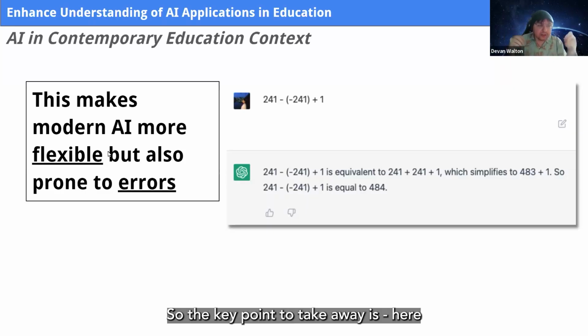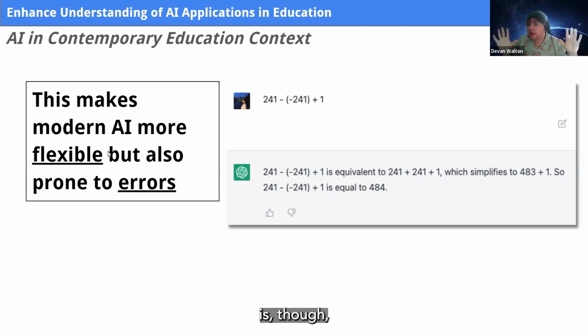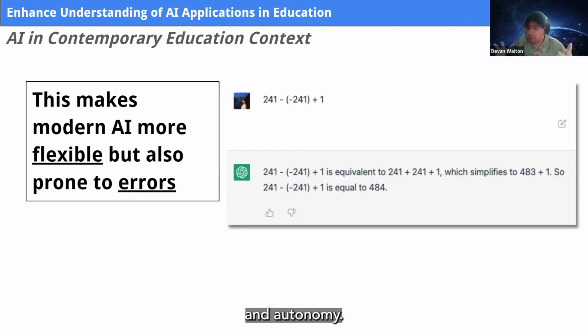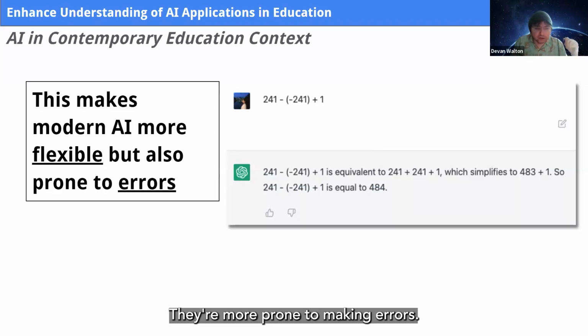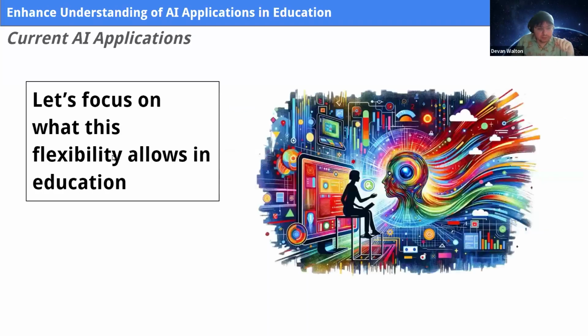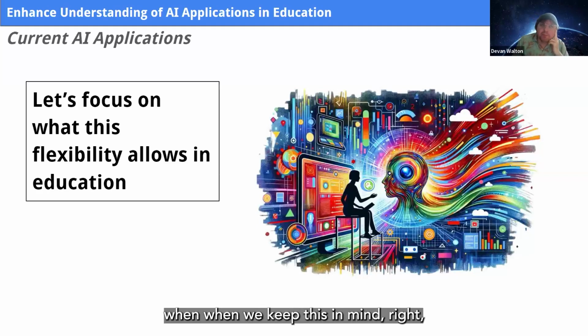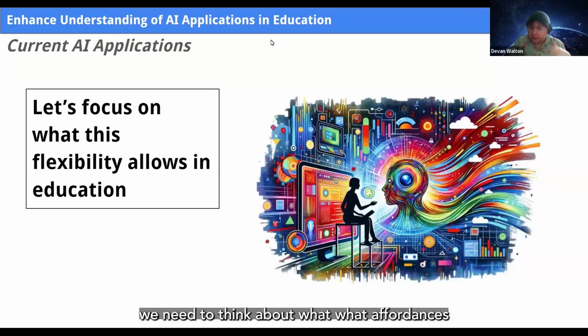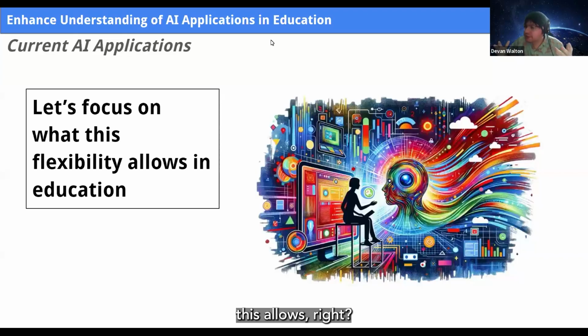The key point to take away here is that though these systems are incredibly flexible in terms of how they can support learner motivation and autonomy, they are more prone to making errors. And I would say that when we keep in mind this Achilles heel of these modern systems in terms of their hallucination rate and confabulation rate, we need to think about what affordances this allows, right?